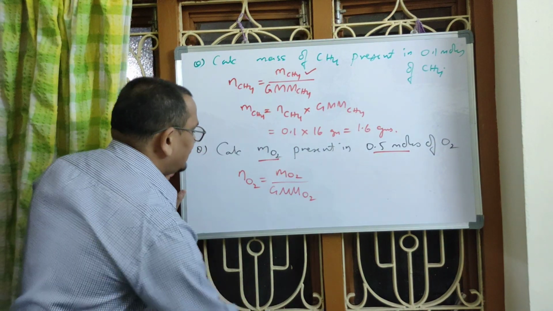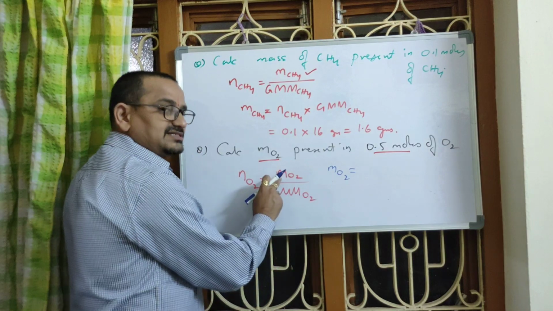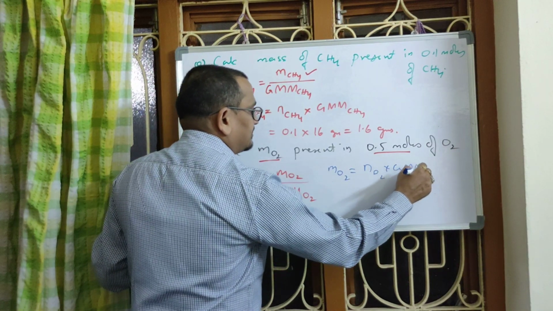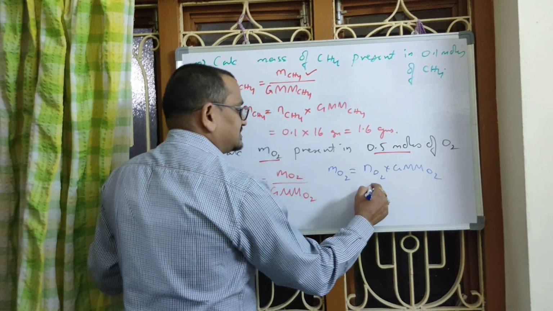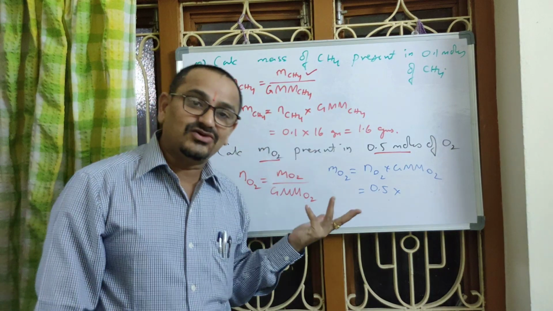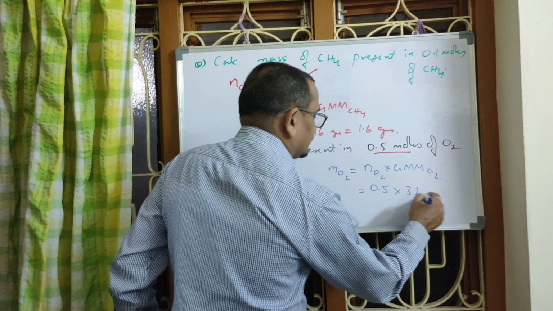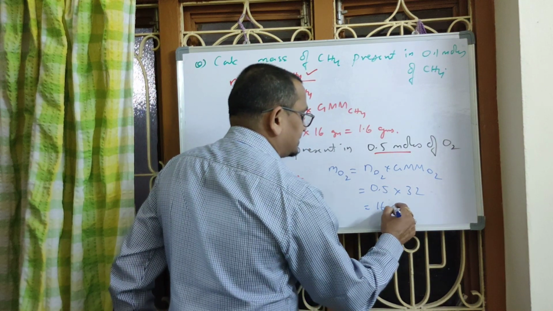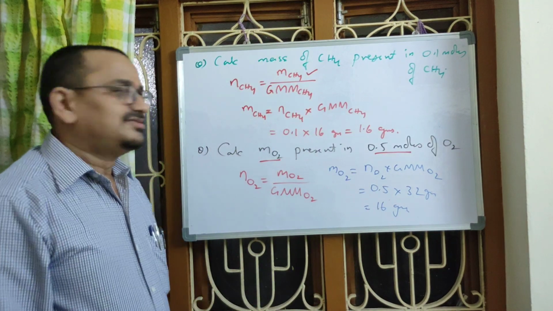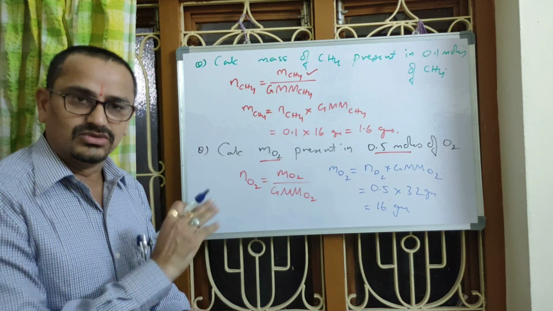Now let us substitute the values. The mass of oxygen equals the number of moles of oxygen into the gram molecular mass of oxygen. The number of moles is 0.5 into the gram molecular mass of oxygen. The atomic mass of oxygen is 16, so 16 plus 16 is 32. Half of 32 is 16 grams. This is how we can take simple numericals on number of moles.